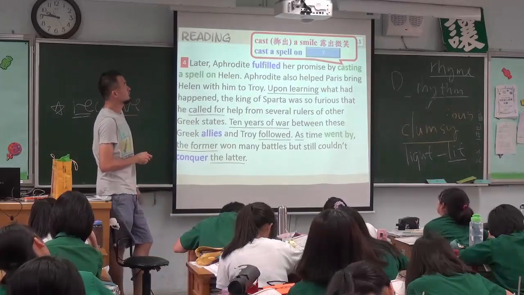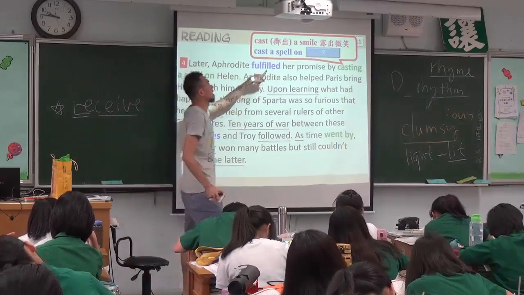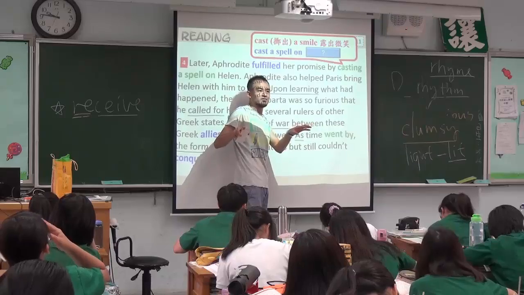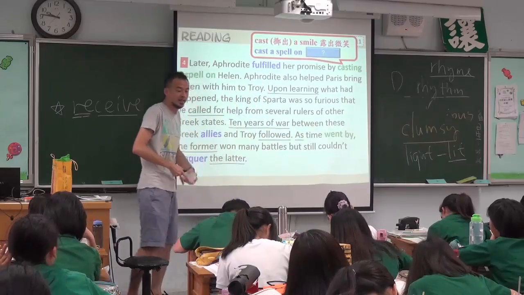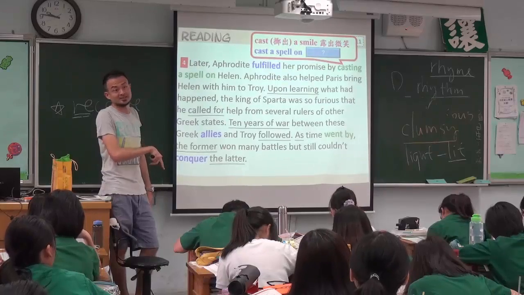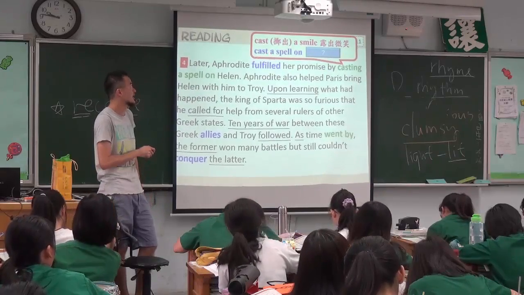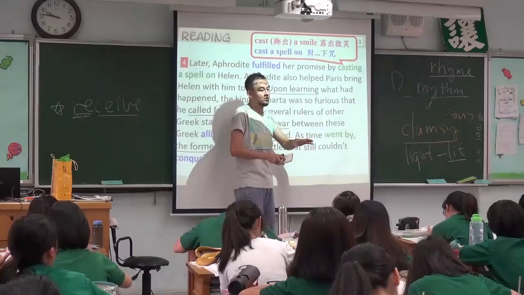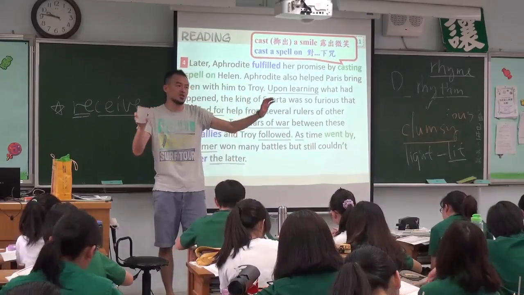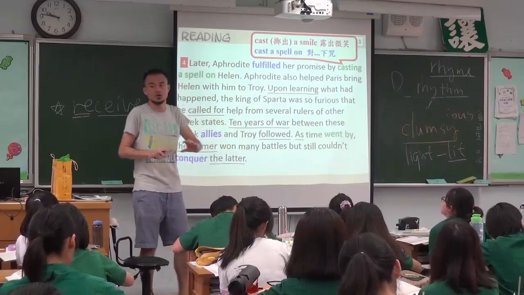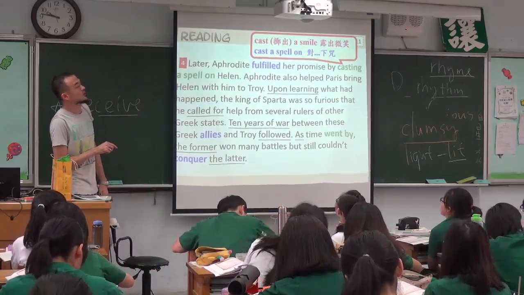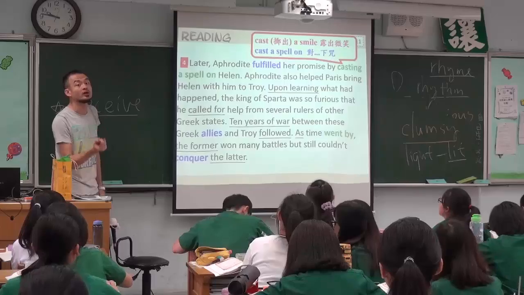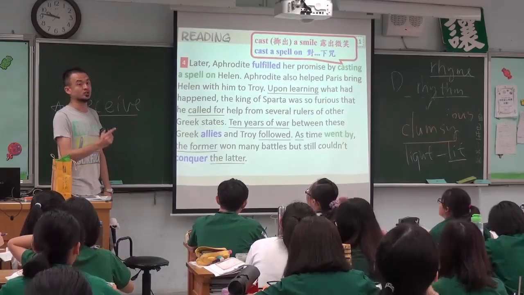So okay. So here for the expression cast a spell on, spell means a magic slogan, a magic expression that could change another person into something else. So you can say the witch cast a spell on the prince and turned him into a frog. So when you say cast a spell on another person, you mean this. Okay, so here the word spell in Chinese you mean 咒语. So you can say like an expression with magic power that could change things or people. It's okay? Yeah. So you can say Aphrodite fulfilled her promise by putting a spell on Helen, so that Helen would fall in love with Paris right away when she saw him, right?